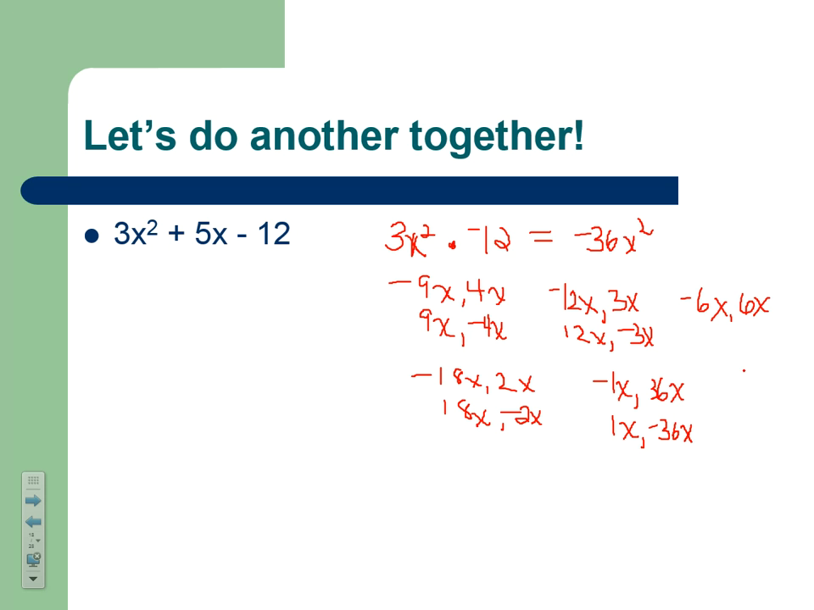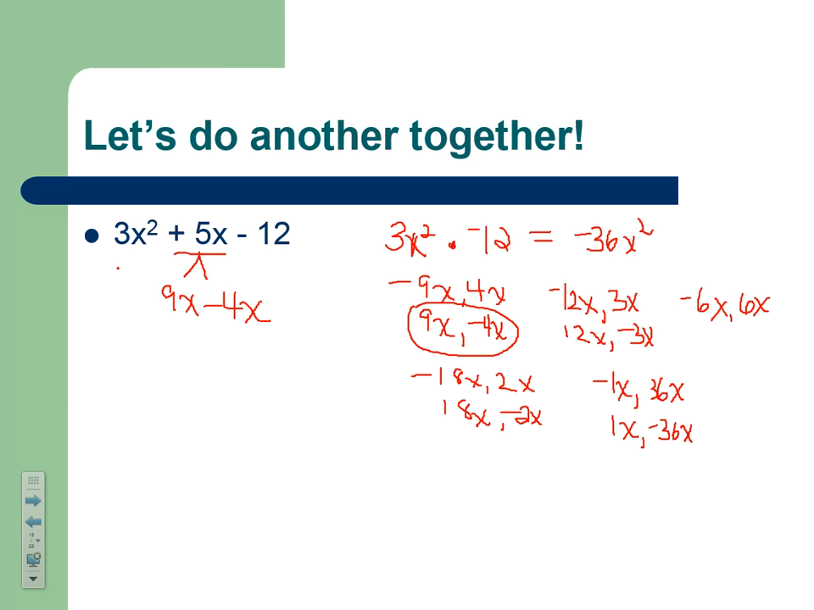Now, out of all of these factor pairs, which ones will add up to give us that plus 5x? And it happens to be way over here with the very first factor pair that we created, that 9x and that negative 4x. So now we're going to replace that 5x with 9x minus 4x. And when we add them again, we get 5x.